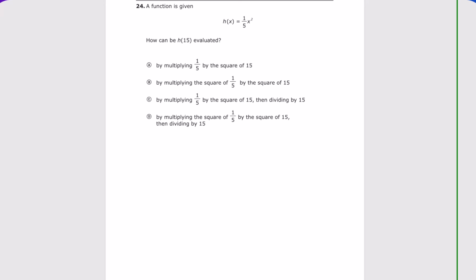Question 24. Evaluating a function. The function is h of x equals 1/5 times x squared. To find h of 15, first square 15 to get 225, then multiply by 1/5, which gives 45. That process matches choice A, which says multiply 1/5 by the square of 15. Correct answer, choice A.